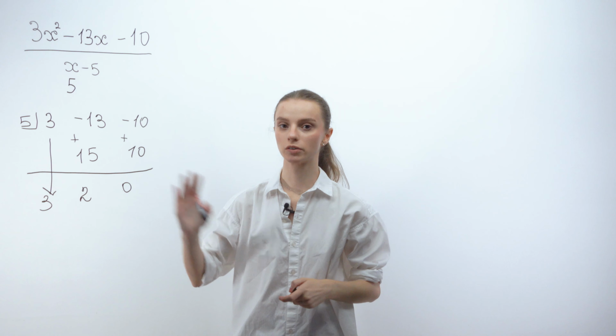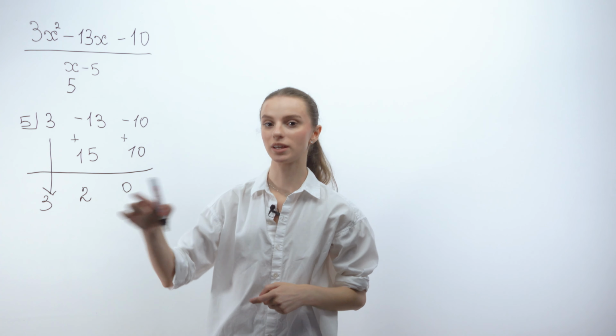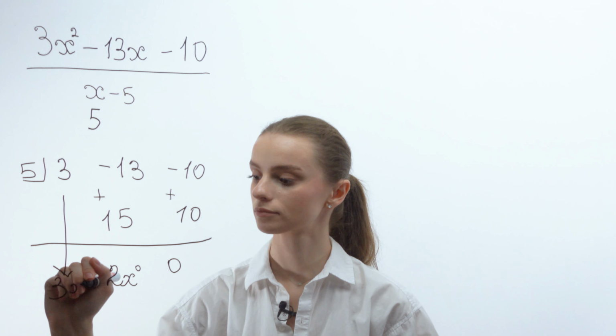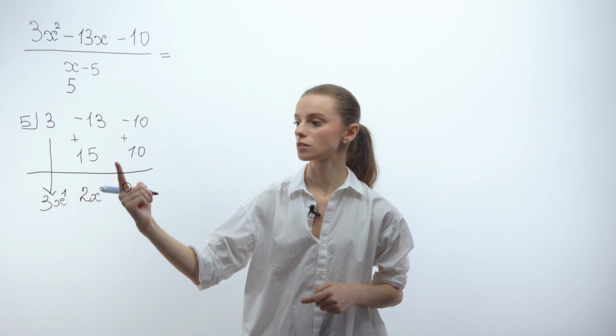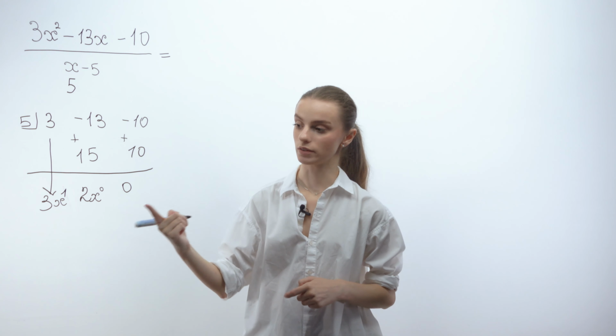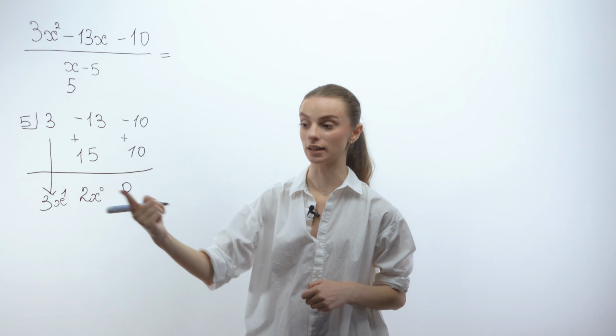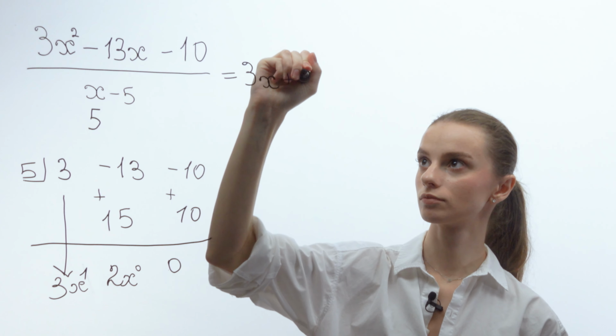And then you keep increasing the power of x. So this will be x to the 0 power, and this will be x to the first power. So my final answer is 3x plus 2, because any number to the 0 power is going to be 1.